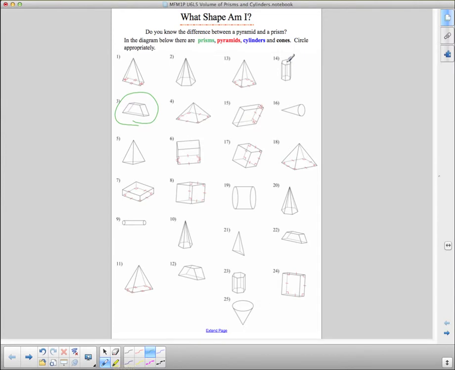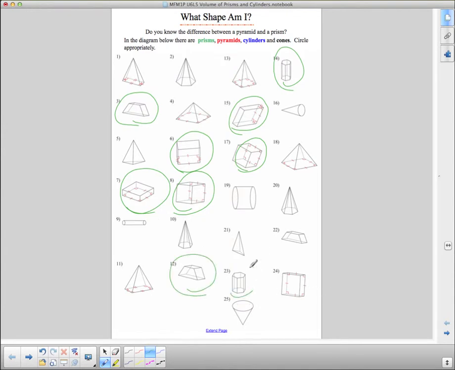So what else? Well, here's one. I've got that face and that face are exactly the same, and then rectangles all around. So there's a prism. This is a prism. It's entirely made up of rectangles. Prism, prism, prism, prism. Now, here's an interesting one. This is a cylinder. It's also kind of a prism. But since we're differentiating between cylinders and prisms and cones and pyramids, we're not going to do this one because it's a cylinder, because it's got a special shape and there's no rectangles involved. So we're going to leave that one alone. Here's another prism. Prism, prism, prism. Have we got them all now?